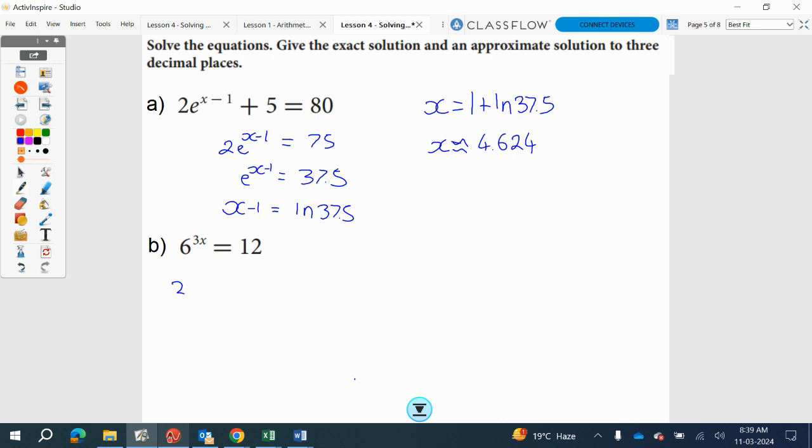So we can rearrange this to be 3x is equal to log base 6 of 12. So x is equal to 1/3 log base 6 of 12. This is the simplest possible form. I can write it like this: log base 6 of the cube root of 12. I want to write it as a single logarithm.